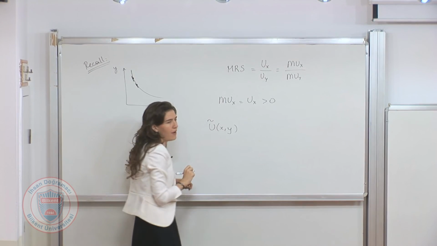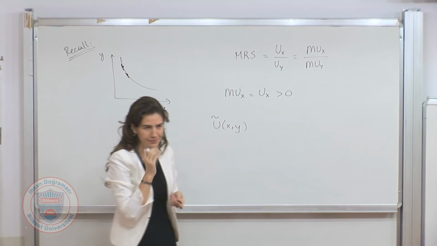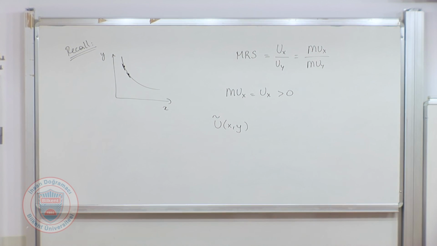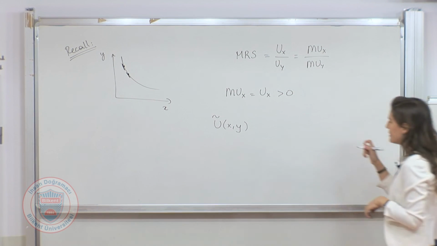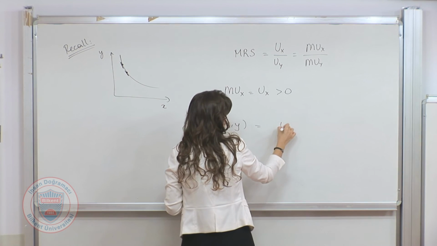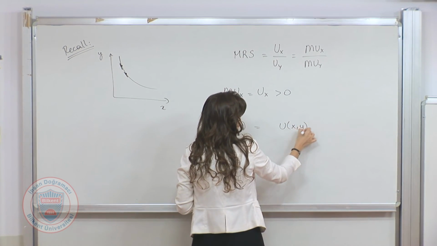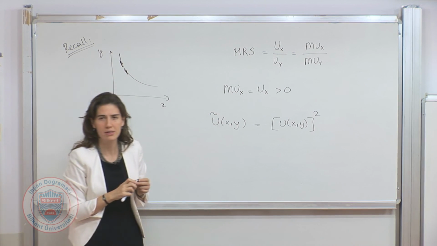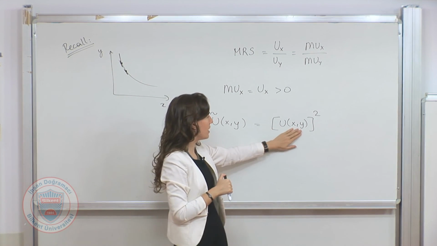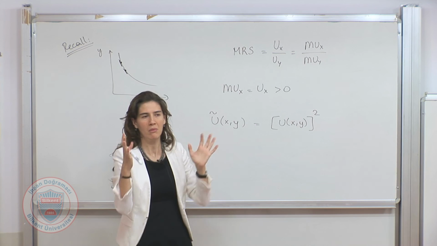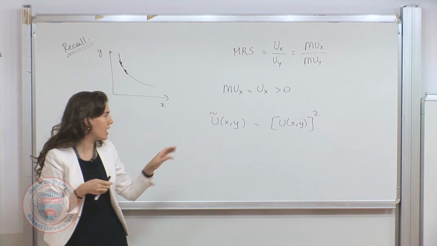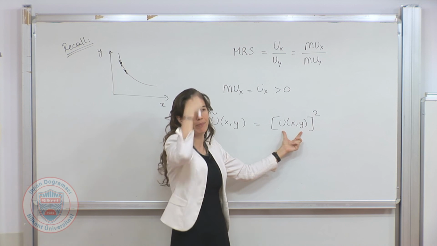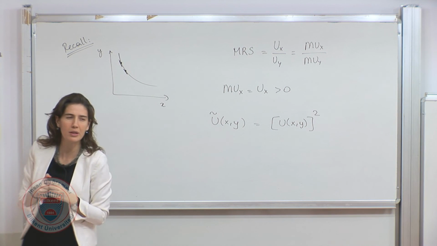For instance, if I want to represent the same preferences, am I allowed to, let's say, represent the same preferences using some sort of a utility function like this? Suppose I have my utility function like this, but I claim that I'm going to assign all those bundles not that number, but the square of that number. Do you think it's allowed?